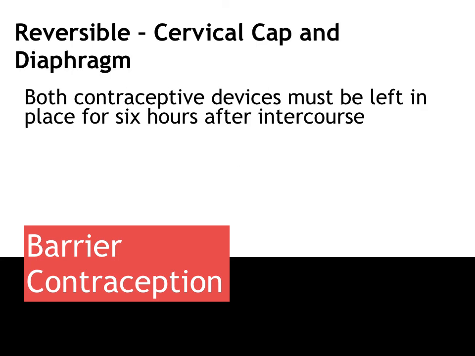For either the cervical cap or the diaphragm, both must be left in place for 6 hours after intercourse for it to be most effective. This is basically because it's a barrier contraceptive, preventing passage of sperm, so it needs to be in place for a decent period of time after intercourse to continually prevent sperm entry through the cervical canal.